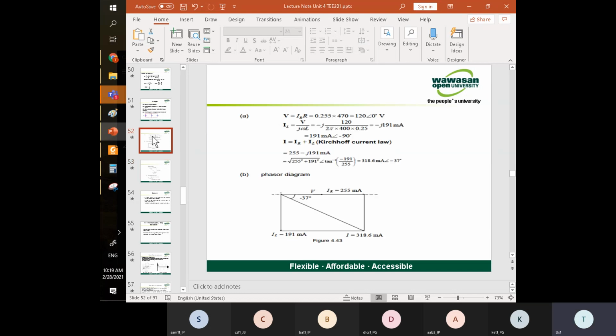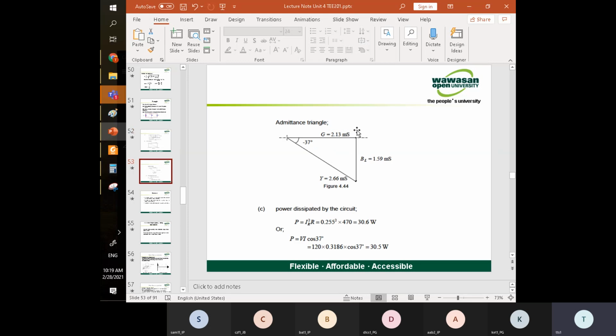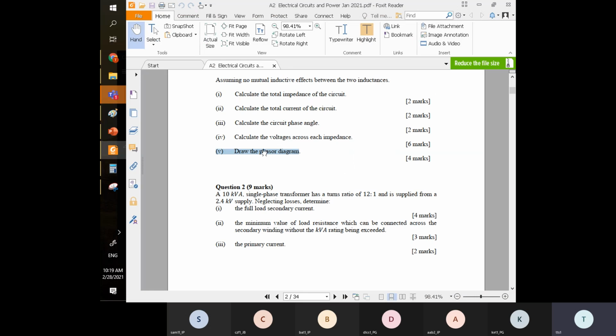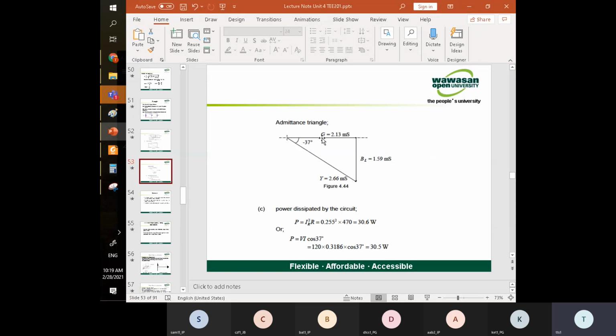Where did 2.13 come from? It should be the reciprocal value only. Wait. But you only show this one, it is good enough. You don't need to show this admittance triangle. Okay. The question asks for the phasor diagram, a normal phasor diagram, not this admittance triangle. G is 1 over R. B is 1 over XL. Okay. This one is not important now.